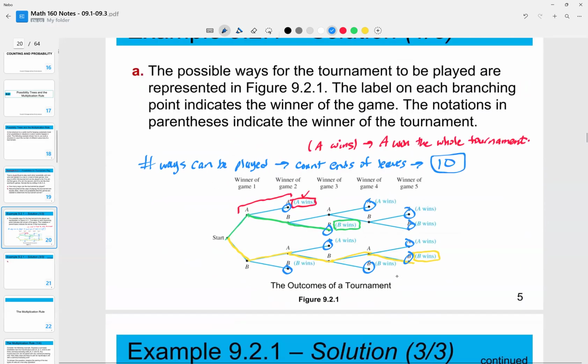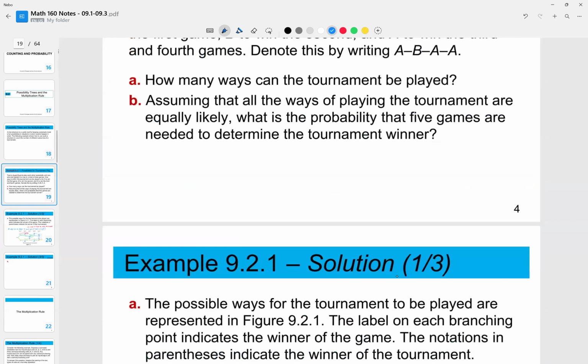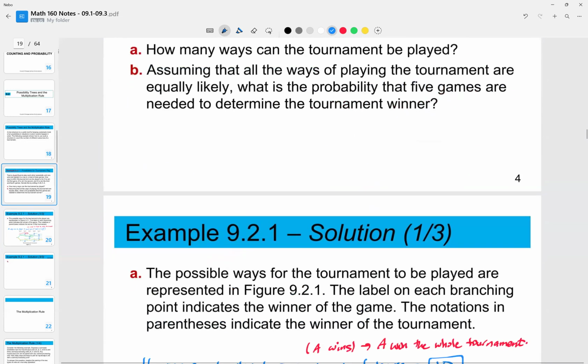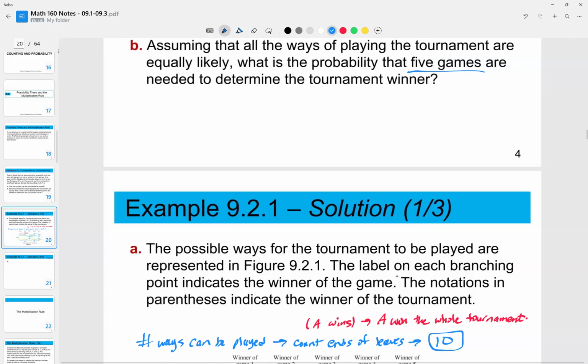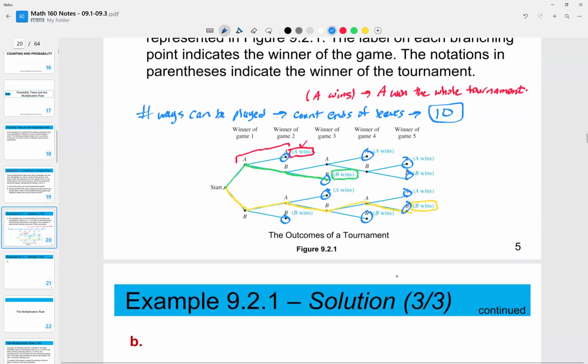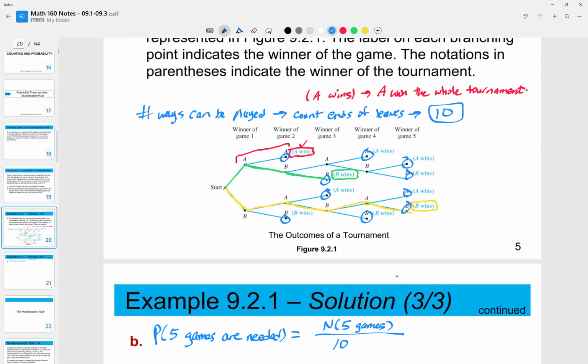Part B, sorry, I should have copied the question down. Part B says, assuming that they're all equally likely, what's the probability that 5 games are needed to determine the tournament winner? So for part B, we just count up the number of 5-game tournaments, divided by 10, because 10 is the size of the sample space. We count here on our tree how many of these had 5 games.